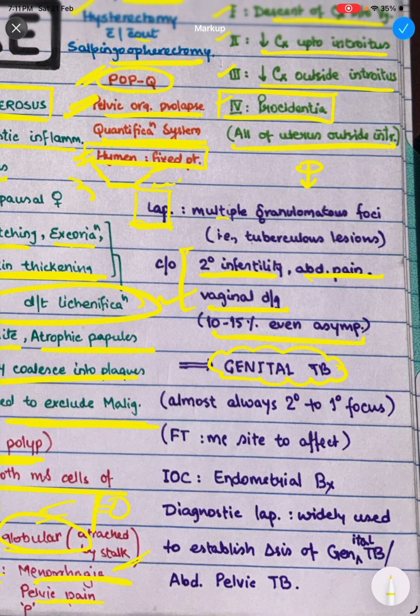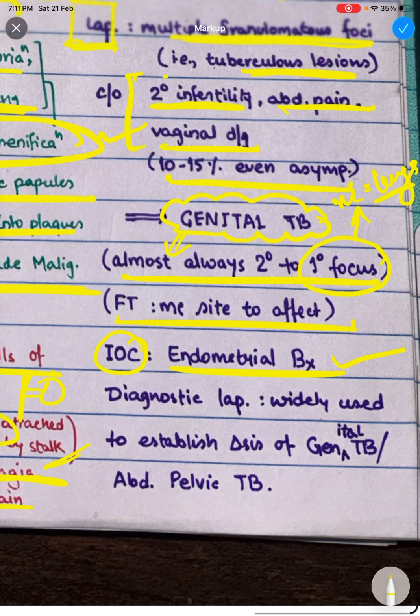Laparoscopically, multiple granulomatous foci will be seen, that is tuberculous lesions. Genital TB is almost always secondary to a primary focus somewhere, and most commonly it's the lungs. Fallopian tube is the most common site to get affected, and as the investigation of choice, we do endometrial biopsy. Diagnostic laparoscopy is widely used to establish diagnosis of either genital TB or abdominal pelvic TB.